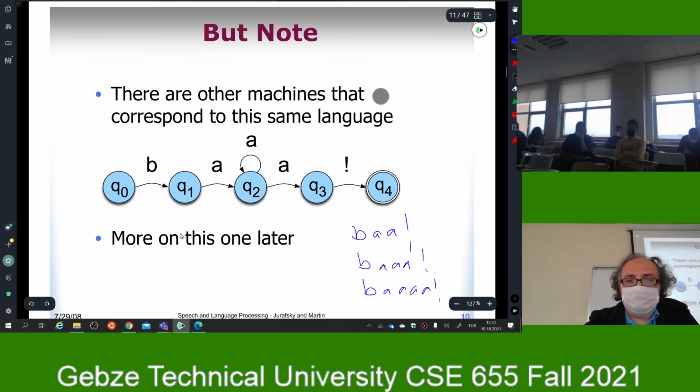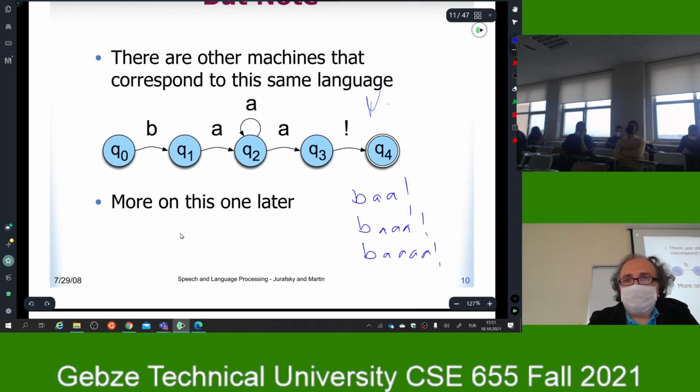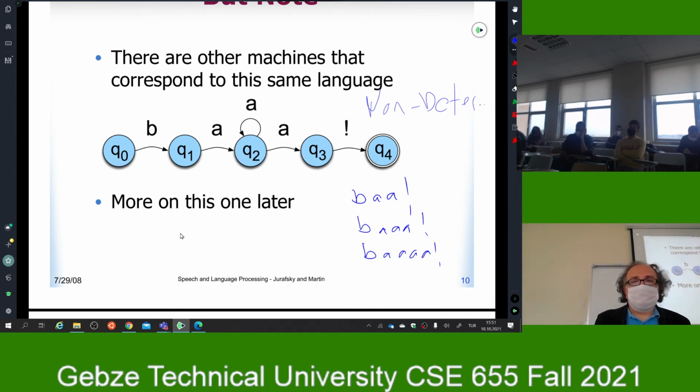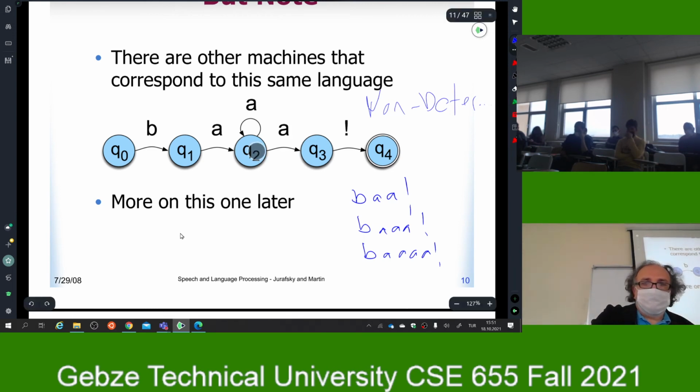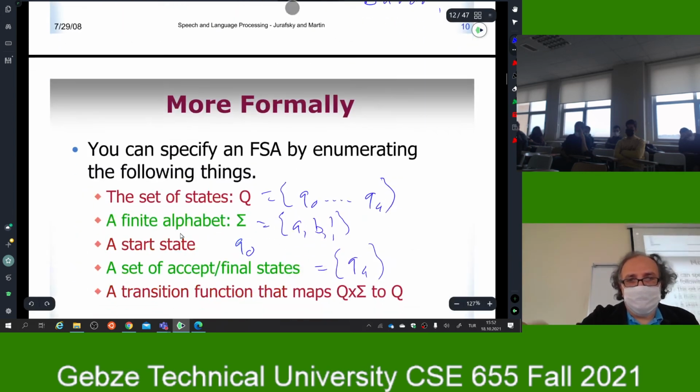Here, the situation is a little bit different. This is a deterministic finite state automata, and this one is a non-deterministic finite state automata. Both of them can explain the same language, deterministic or non-deterministic. Why is this not deterministic? It is non-deterministic because when I'm at Q2, I don't know whether to go to Q3 or stay at Q2 when I see an A. We'll talk about this a little bit more later.